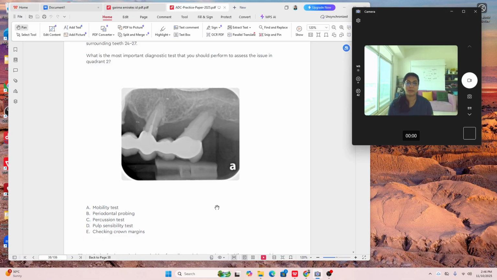They want you to probe and see whether there is a pocket or not, or how much bone loss has happened. So between periodontal probing and percussion test, my personal preference would be percussion test before I actually invade her gums with the probe. But if the answer key says periodontal probing and you wish to go with this answer, you can. So according to me, B and C options both are correct here.